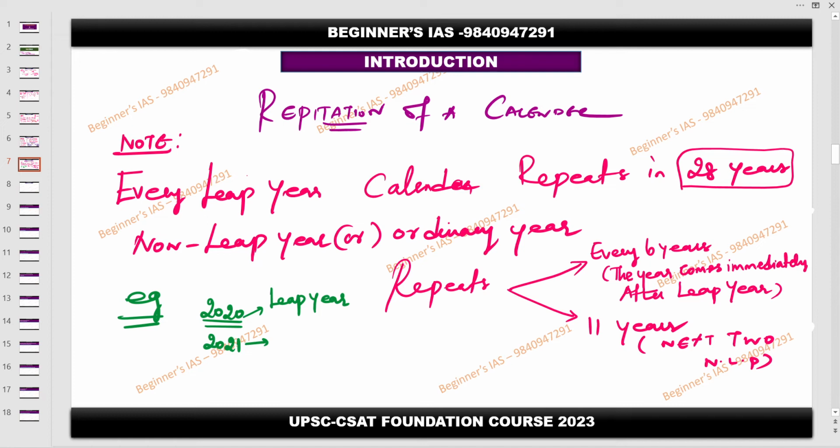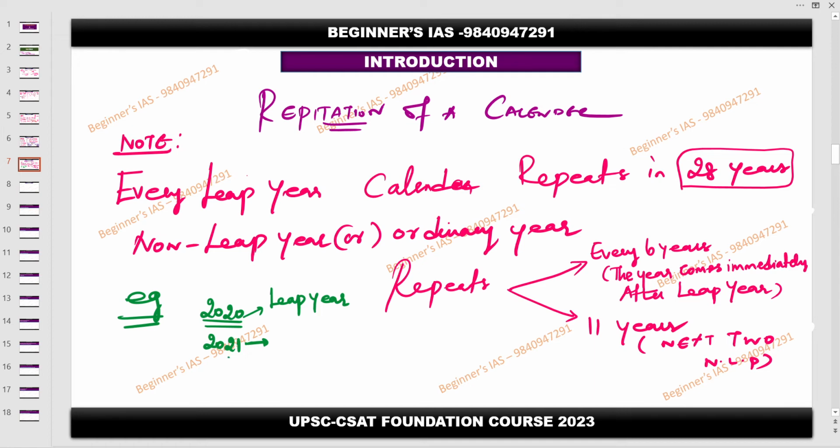Now read the statement here. 2020 is the leap year. My question is, the calendar of 2021 repeats after how many years, or in which year? So that is the question. Now listen. 2027. Yes, yes. Whatever you people are saying, 2027 is the right answer, but listen carefully.